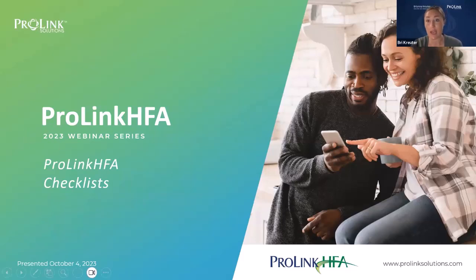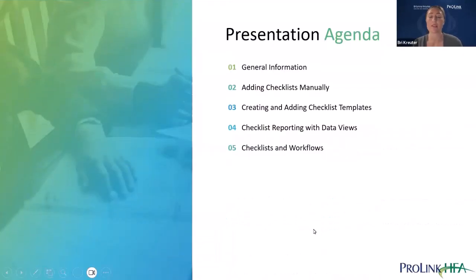Today we're going to be covering checklist functionality in ProLinkHFA. To start us off, I'm going to cover some general information as I always do. We'll then head into the content for today. Some of the main items that we're going to cover are adding checklists manually, creating and adding checklist templates, checklist reporting and data views, and then checklists and workflows. So quite a bit of how to use checklists and incorporate them into your business process that we'll be covering today.